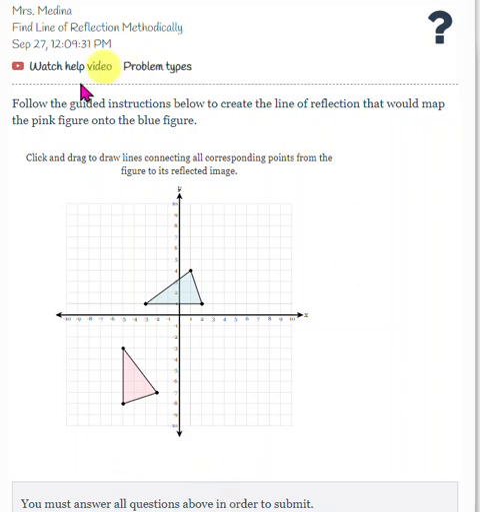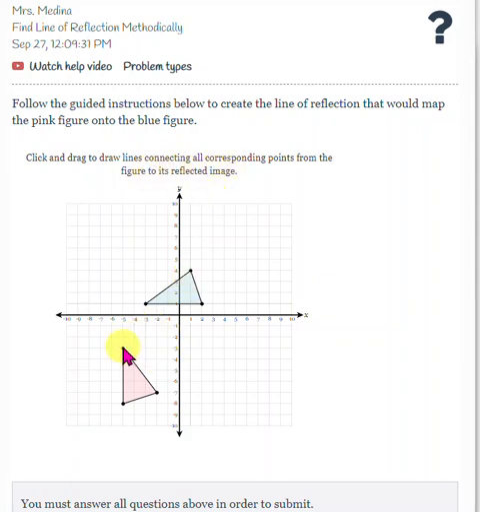Okay, so this one says to follow the guided instructions. This is for G13, to create the line of reflection that would map the pink figure onto the blue. So click and drag to draw lines connecting all corresponding points from the figure to its reflected image.